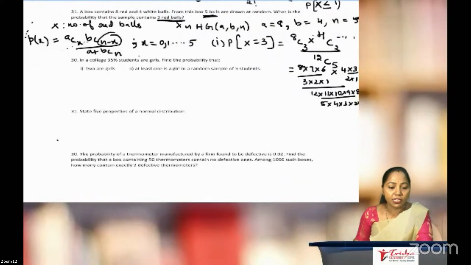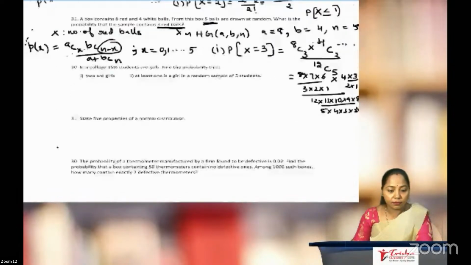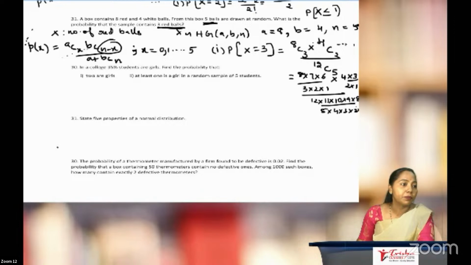Next question from the same chapter. In a college, 35% students are girls. Find the probability that 2 are girls, at least 1 is a girl in a random sample of 5 students. What is the distribution? In a college, 35% students are girls.